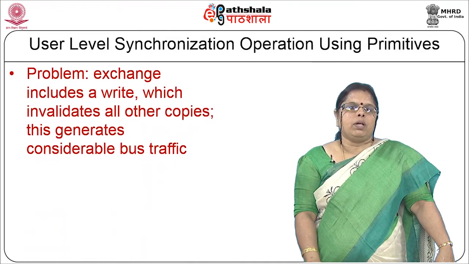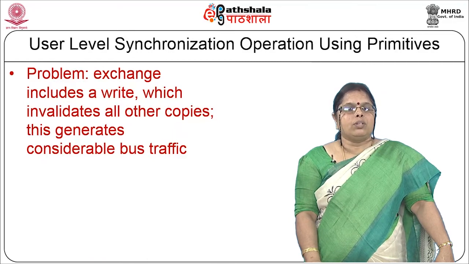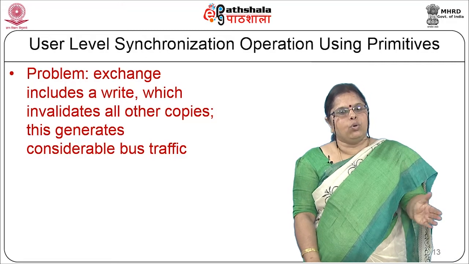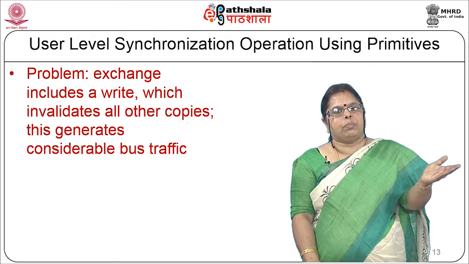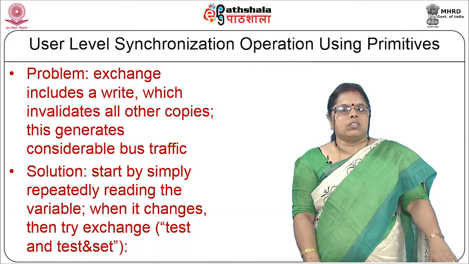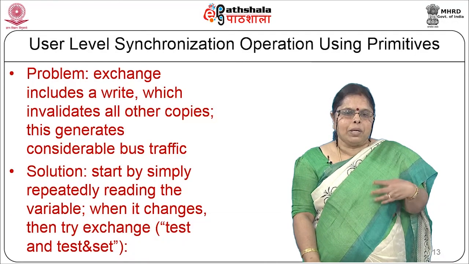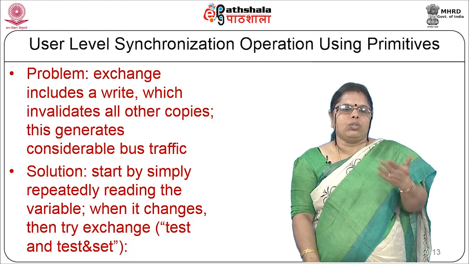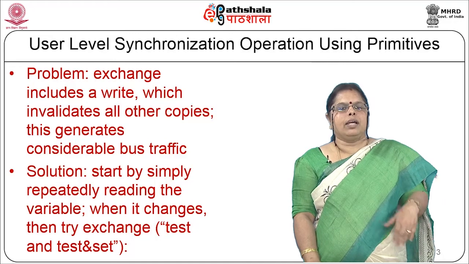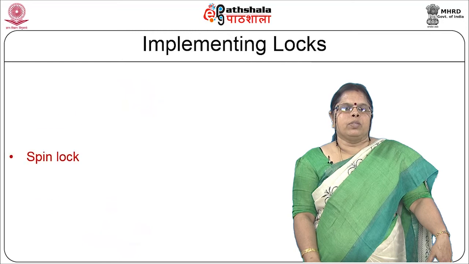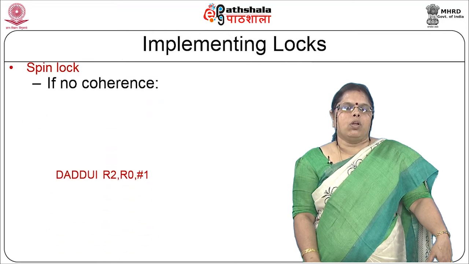The problem, as I mentioned, is that the exchange includes a write which invalidates all other copies also. So when one processor does a write, it is going to invalidate all other copies, and this generates a lot of bus traffic. The solution is to start by simply repeatedly reading the variable which is cached. When it changes and you know that the variable is available, then try to exchange your synchronization variable. So this is how you implement locks.